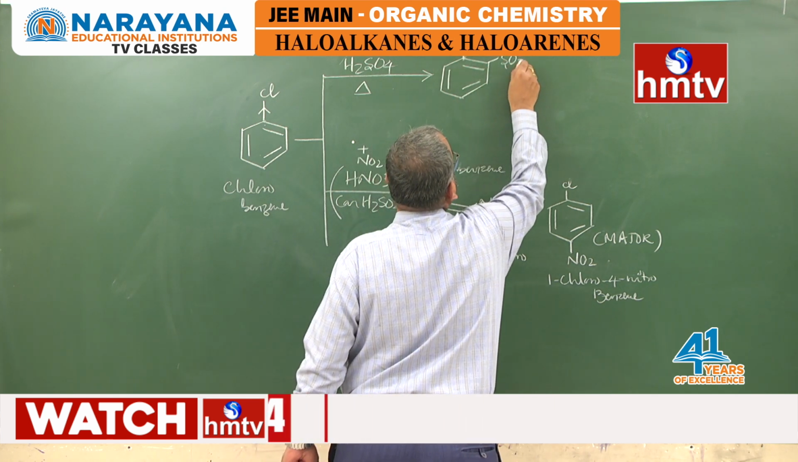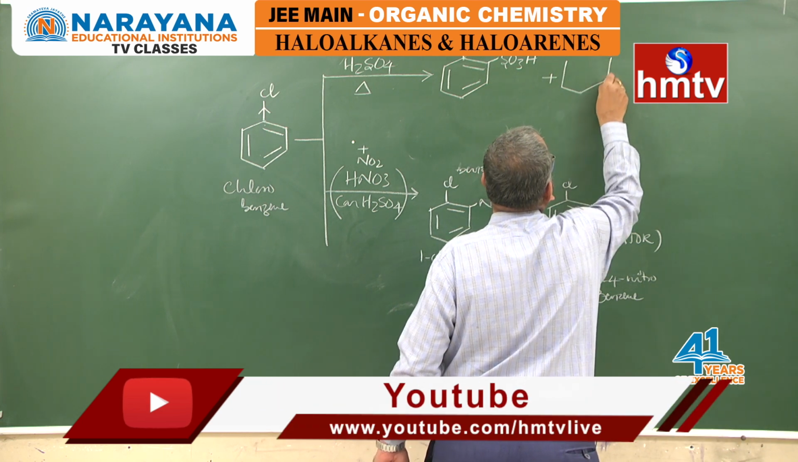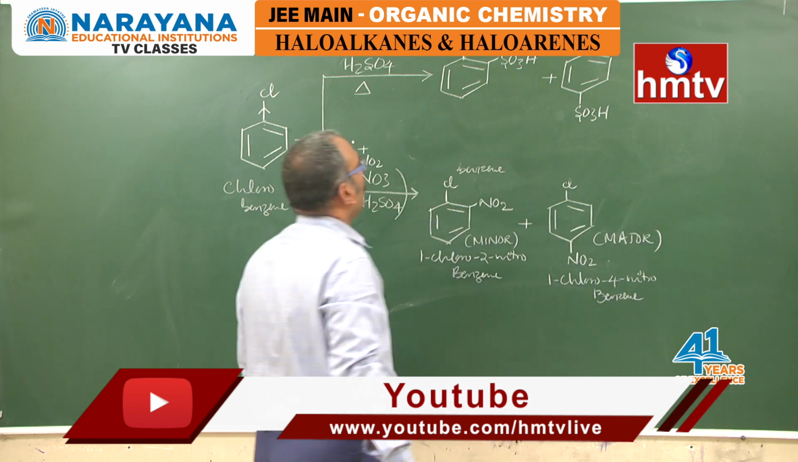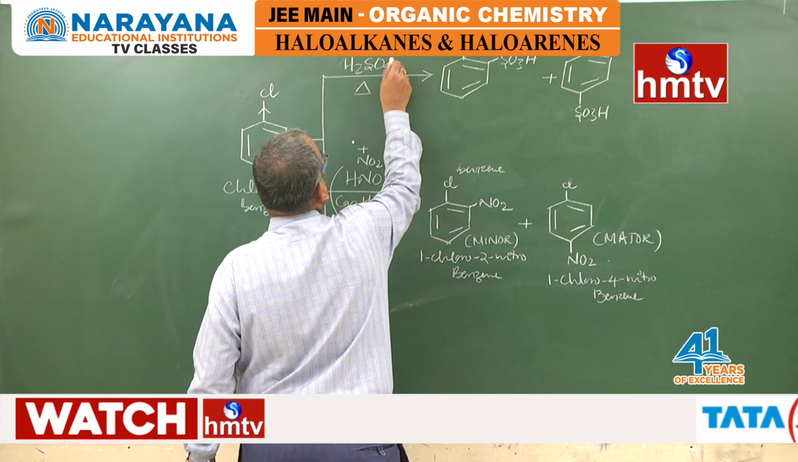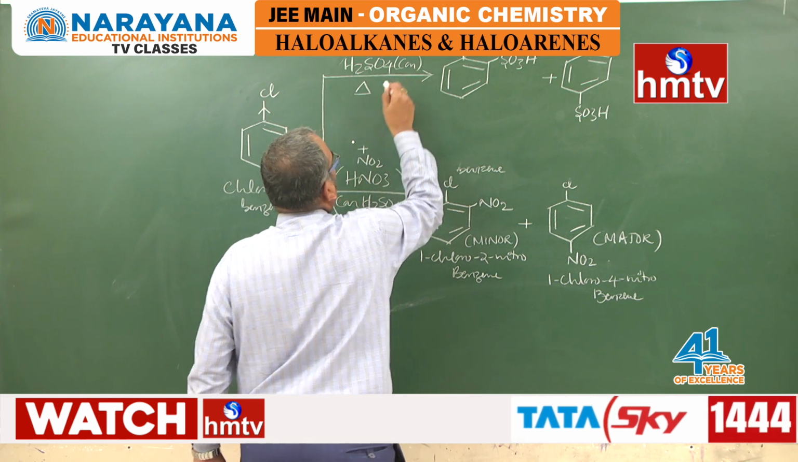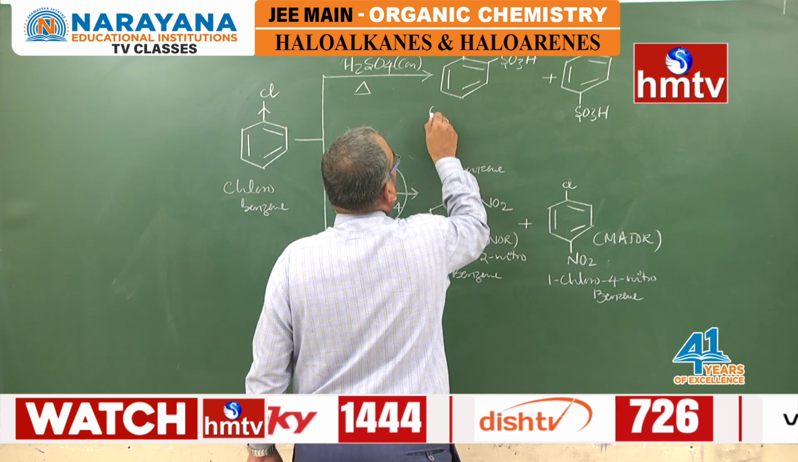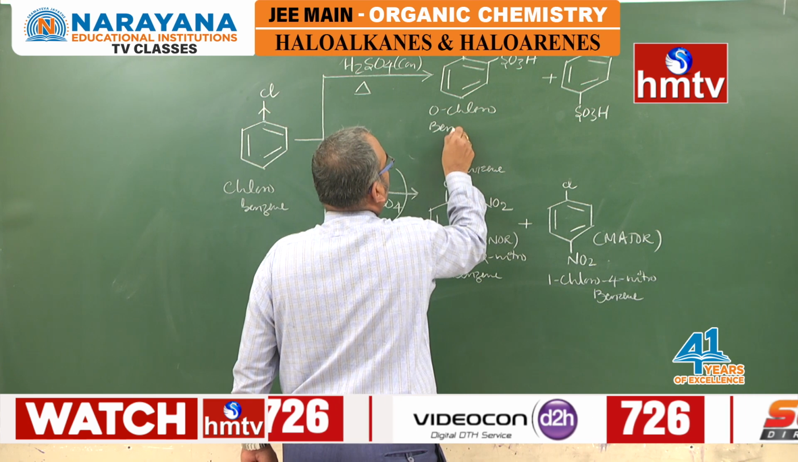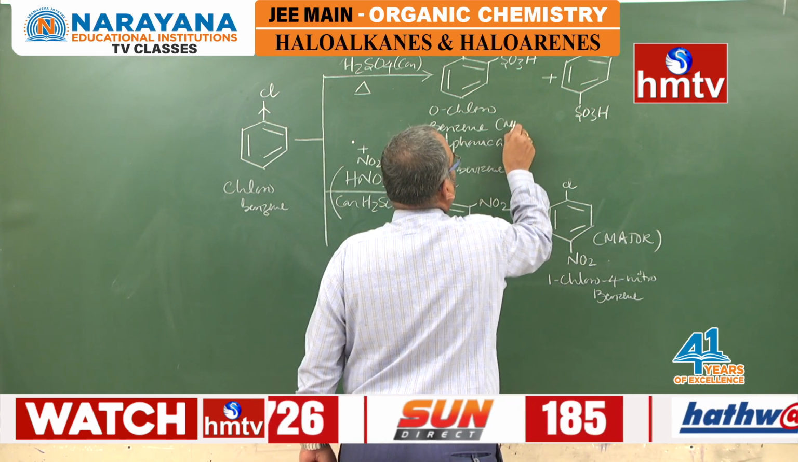Orthochlorobenzene sulfonic acid and parachlorobenzene sulfonic acid you will get. The sulfonic group goes to either ortho position or para position. This is concentrated sulfuric acid or even fuming sulfuric acid you can take. This is orthochlorobenzene sulfonic acid. This is minor product.